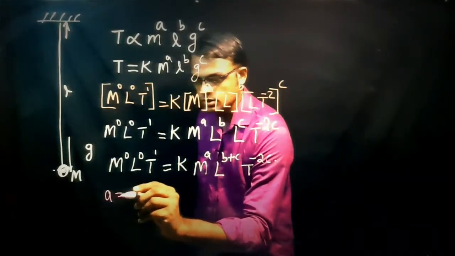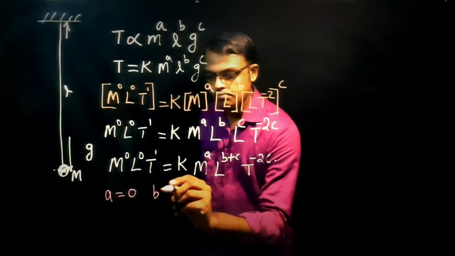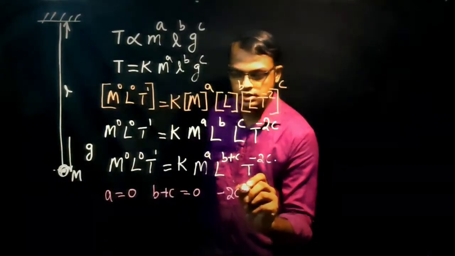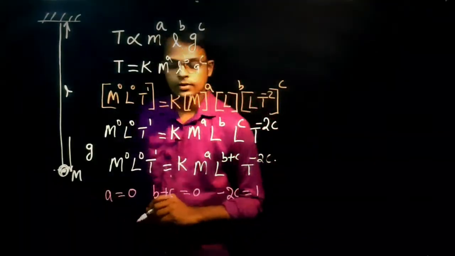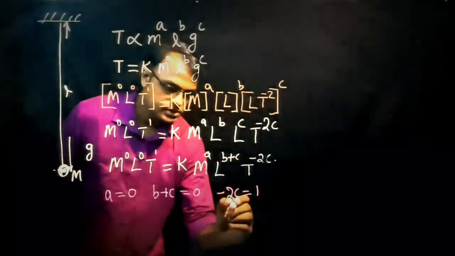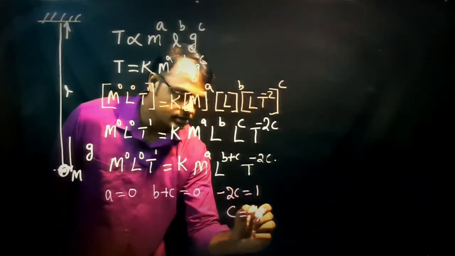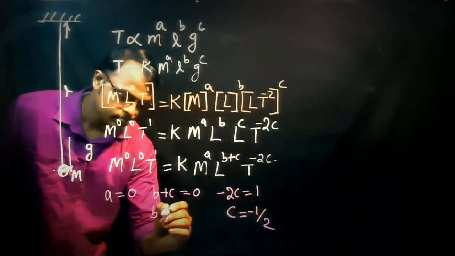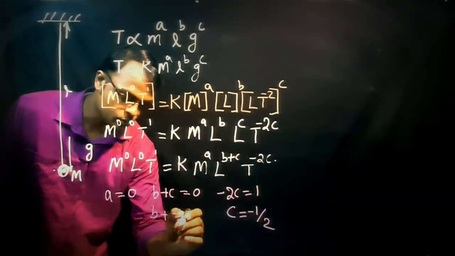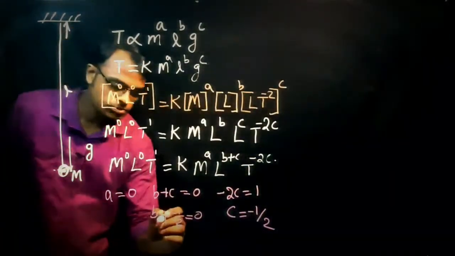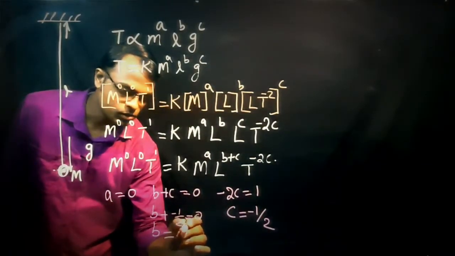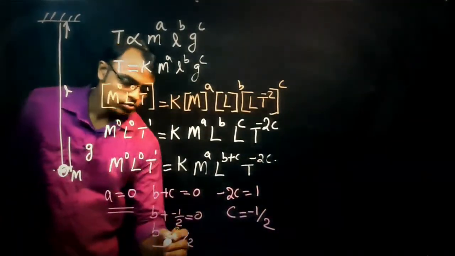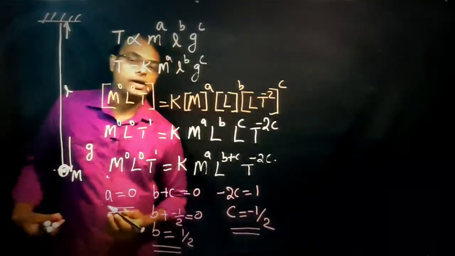So a is equal to 0, b plus c is equal to 0, and minus 2c is equal to 1. So we got a equal to 0. What is c here? c is equal to minus 1 by 2. If c is minus 1 by 2, then b plus minus 1 by 2 is equal to 0. So b is equal to 1 by 2, taking minus 1 by 2 to the right side as plus 1 by 2. So we got a equal to 0, b equal to half, and c equal to minus half.